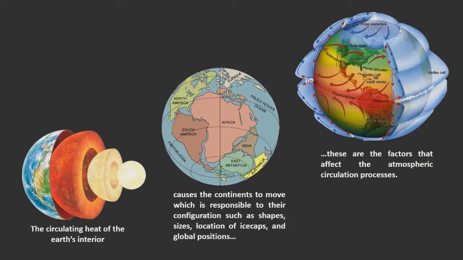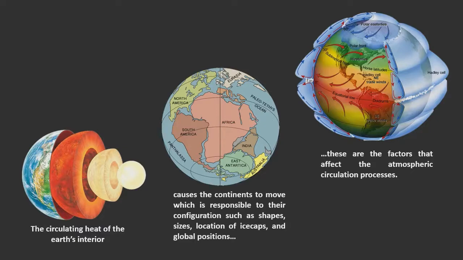Another factor is continental drift. The circulating heat of the Earth's interior causes the continents to move, which is responsible for their configuration, such as shapes, sizes, location of ice caps, and global positions. These are all factors that affect the atmospheric circulation processes. In other words, our present configuration of our continents today has a great significant effect on the climate that we have now.